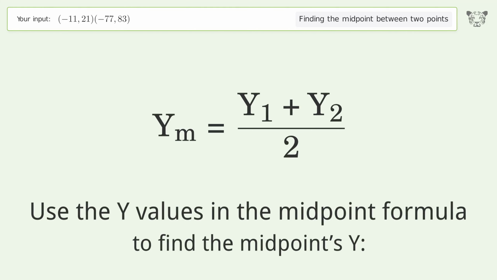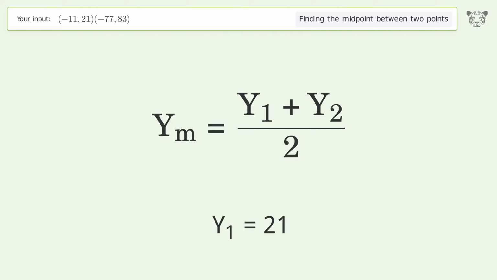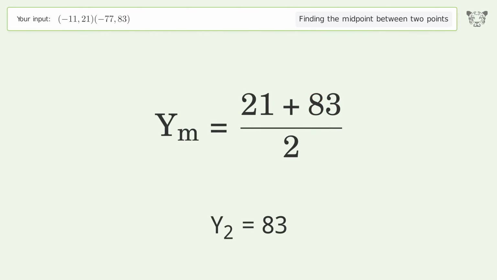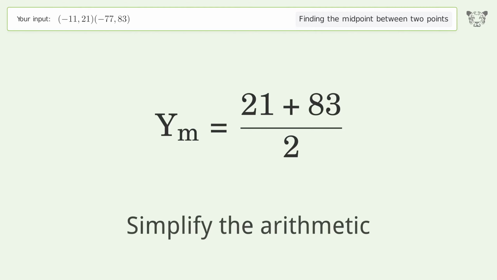Use the y values in the midpoint formula to find the midpoint's y. y1 equals 21. y2 equals 83. Simplify the arithmetic.